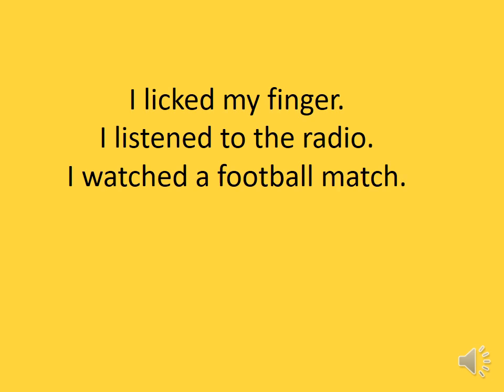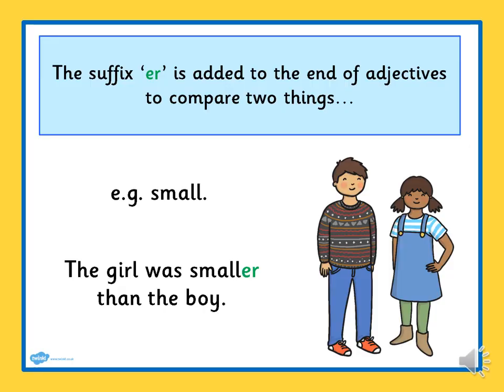Well done. Let's look at the suffix er. Okay, er is added to the end of adjectives to compare two things. For example, small. Yes, small is an adjective. The girl was smaller than the boy. Now what I want you to do is think of an adjective, add an er to it, and then compare it with something else.